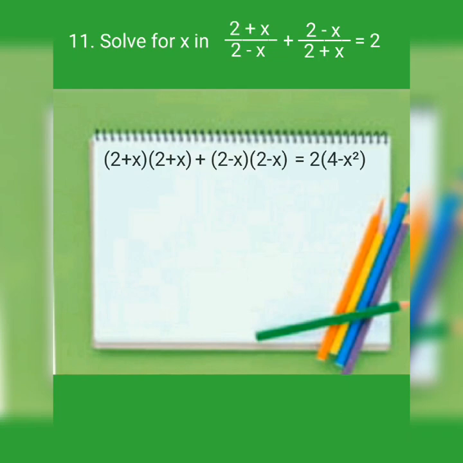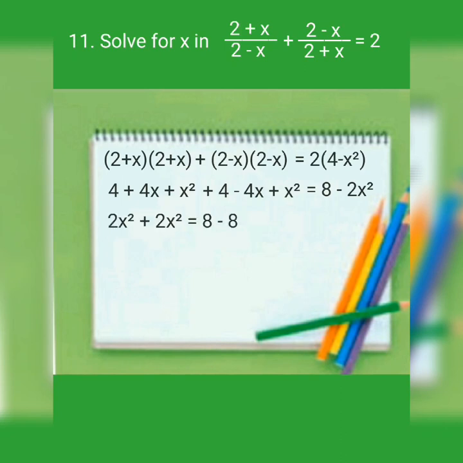Quantity of 2 plus x squared is equal to 4 plus 4x plus x squared, while quantity of 2 minus x squared is equal to 4 minus 4x plus x squared. And 2 times 4 is equal to 8, and 2 times negative x squared is equal to negative 2x squared. By combining like terms, we have 2x squared plus 2x squared is equal to 8 minus 8. So 4x squared is equal to 0, therefore x is equal to 0.